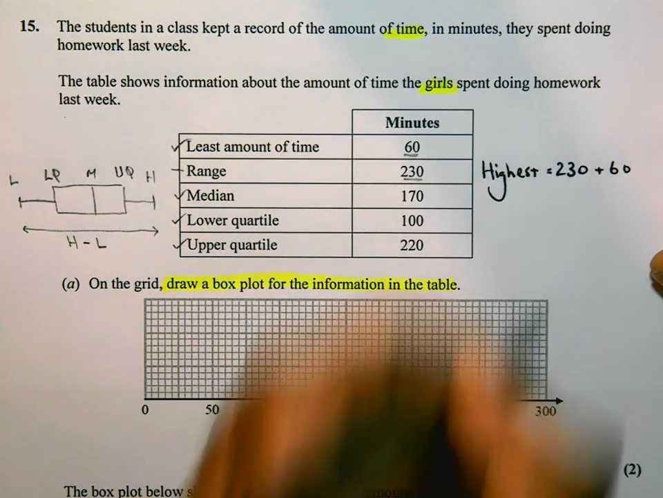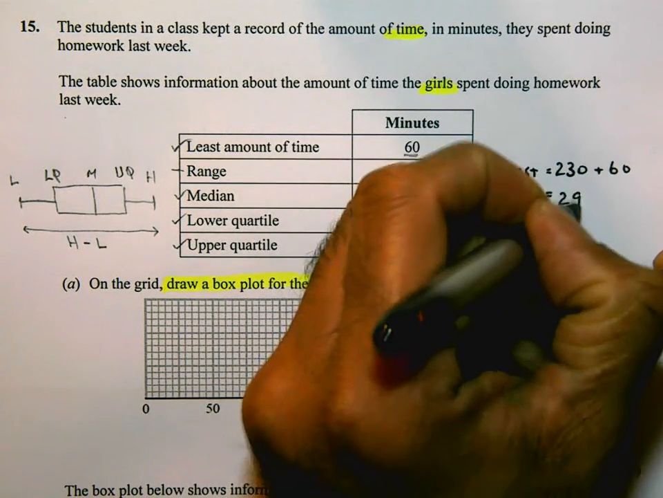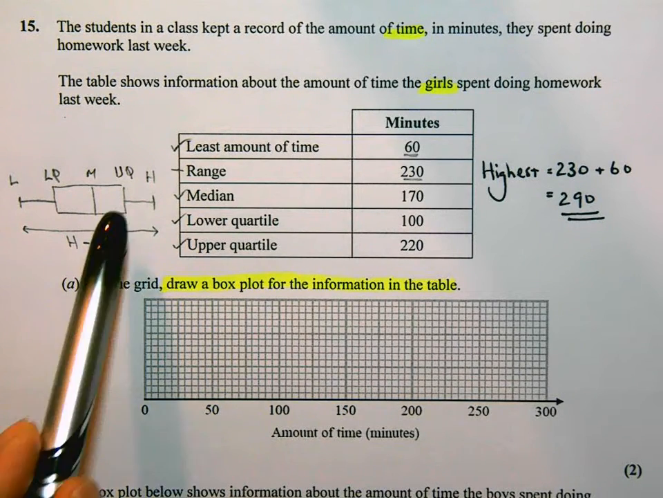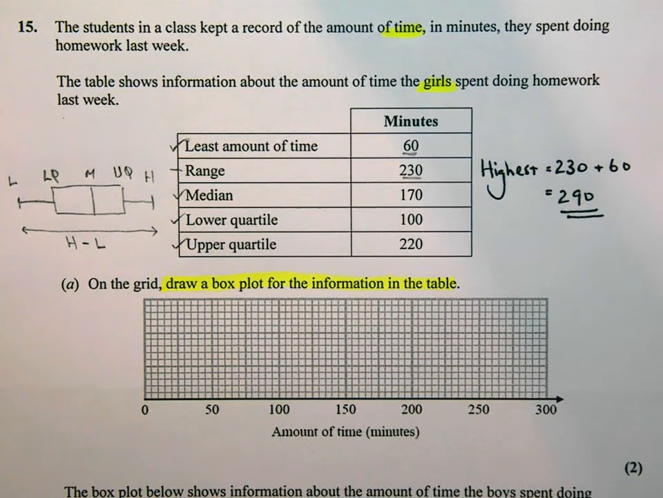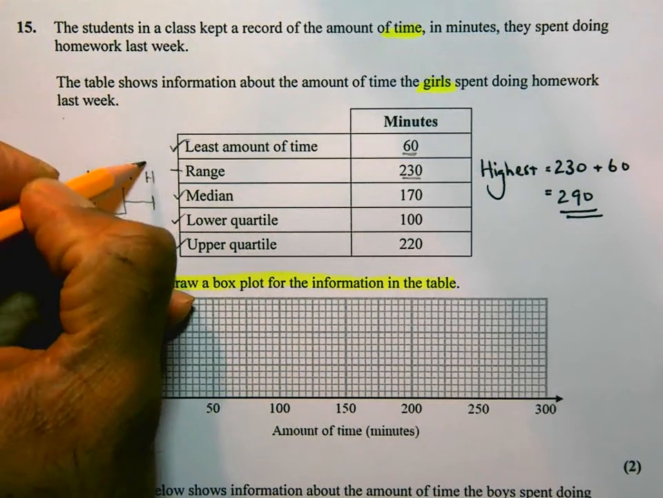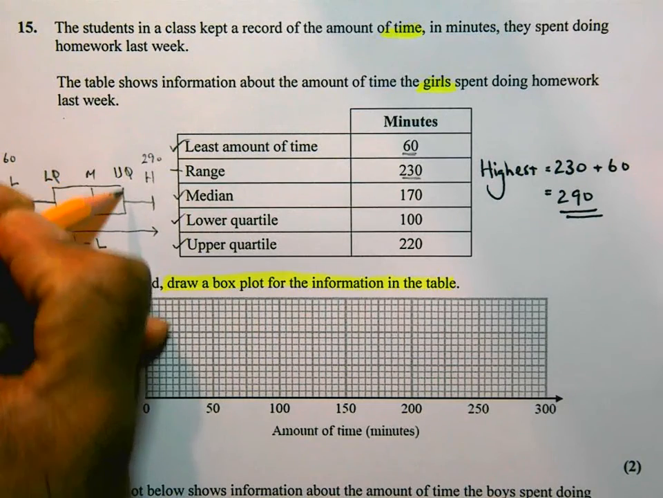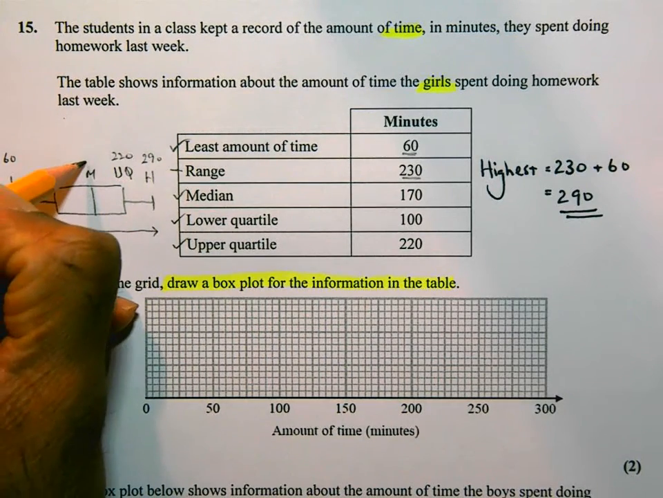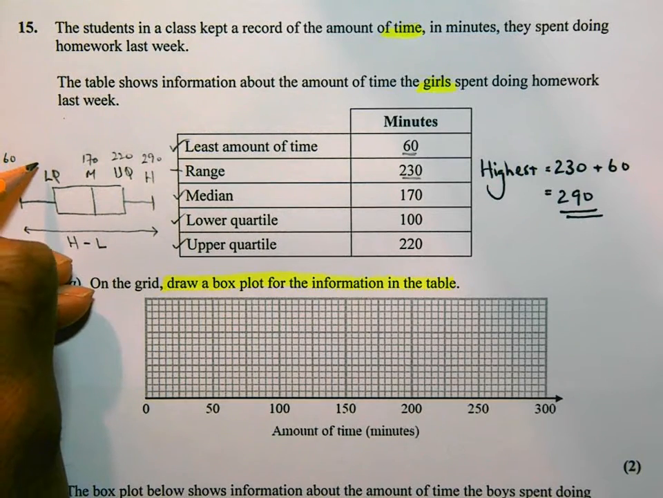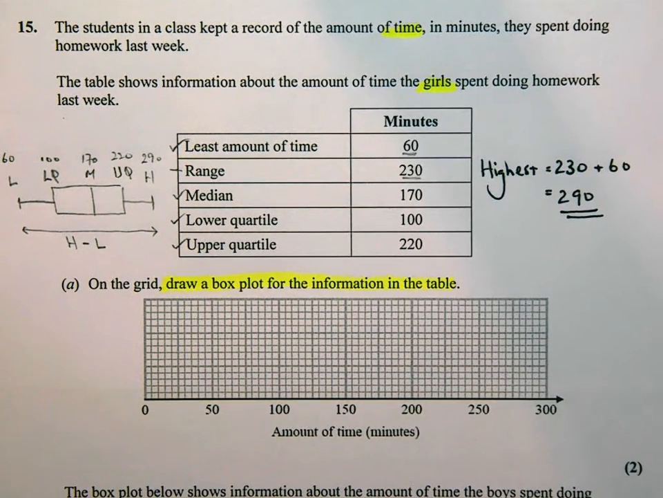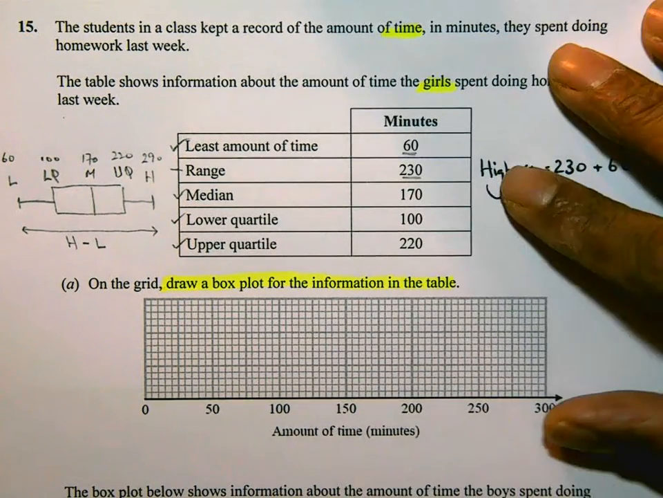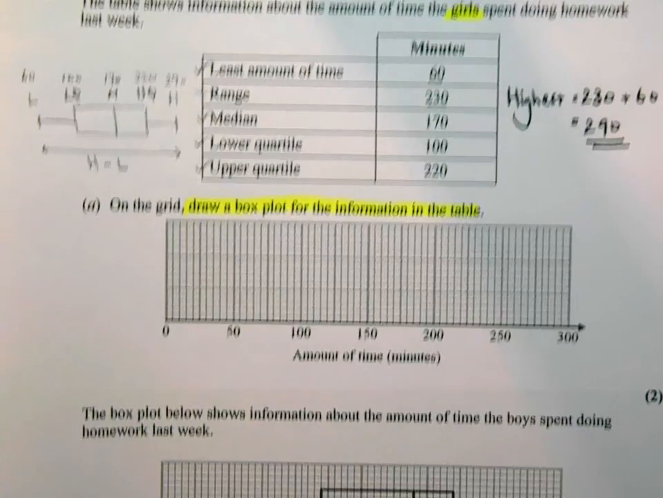You need to make sure you work that out first, and it's always useful to draw a little box plot at the side and think about what you're going to do. So the least value is going to be 60, the highest value is going to be 290, the upper quartile is 220, the median is 170, and the lower quartile is 100. Now, on my box plot on the grid, I'm going to draw lines to show all of this information. So let's bring it up and draw my lines on.